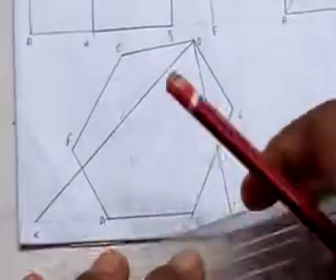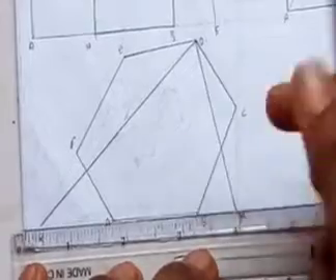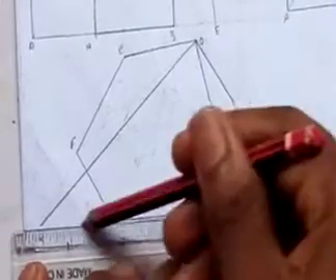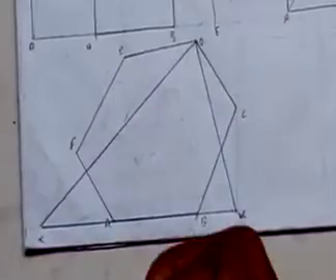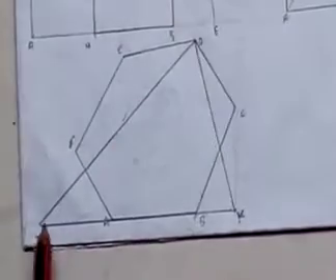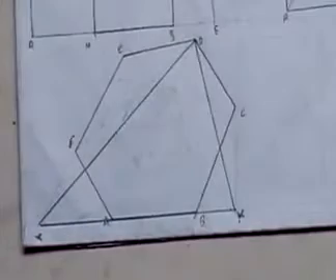So let me draw the base. This is the base of the triangle. So I'll thicken it right here, so it's visible. So this is X. Triangle XDY is the required triangle.